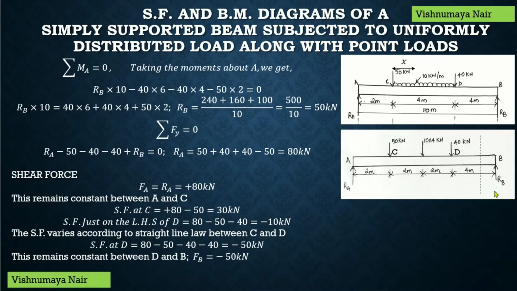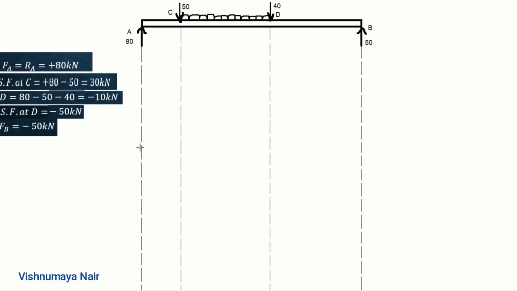On the right portion we have RB in the upward direction. So, RB is 50 kilonewton and a force in the upward direction will be considered as negative on the right portion of the section. So, minus 50. Therefore, the shear force at this section is minus 50 and it remains constant between the points D and B. Let's draw the shear force diagram.